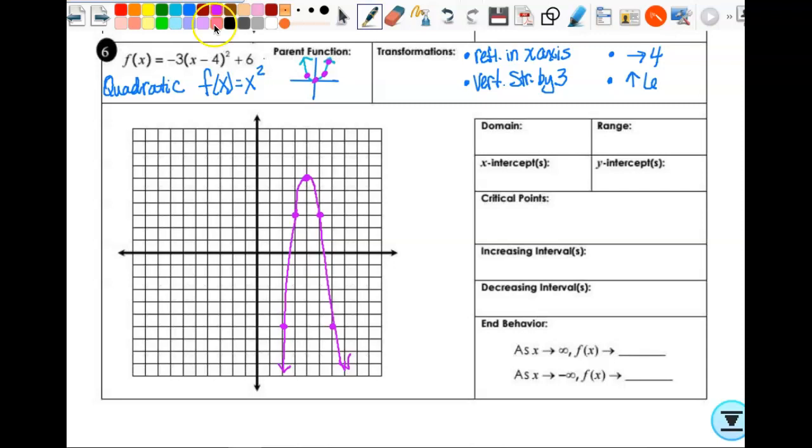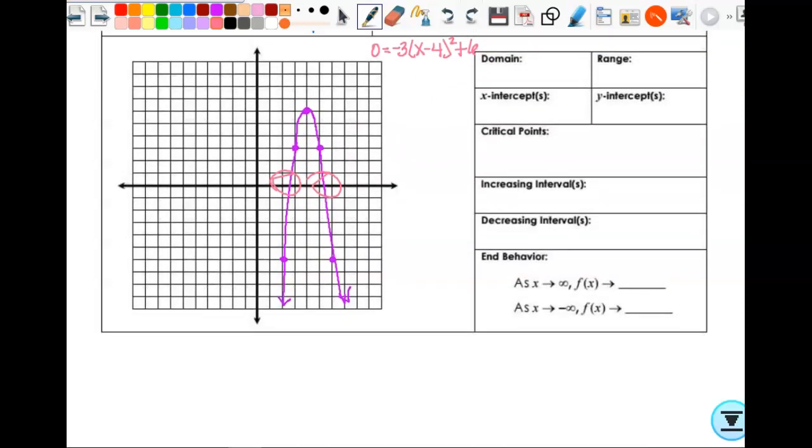I have x-intercepts. I have 2 of them. I do not get to guess off the graph. I've got to go find them. X-intercept is when y is 0. So 0 equals negative 3 times x minus 4 squared plus 6. So I subtract 6 from both sides. I get negative 6 equals negative 3 times x minus 4 squared. Divide by negative 3. 2 equals x minus 4 squared.